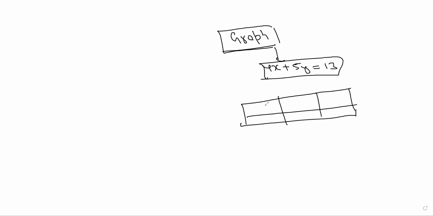For example, let's suppose we have x, y. Now, let's suppose I'm putting x as 0. What am I getting as y? 13 by 5. If I'm putting y as 0, what am I getting as x? 13 by 4. So that is easy to put on a number line.